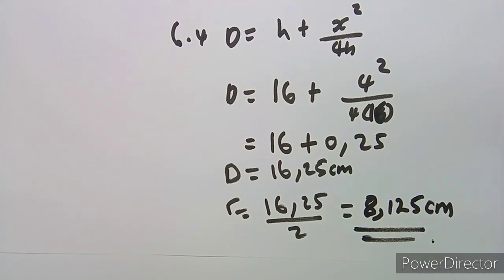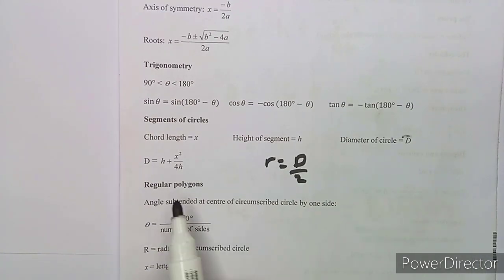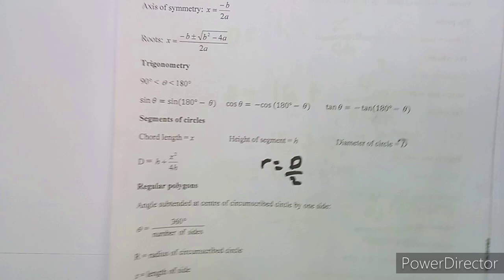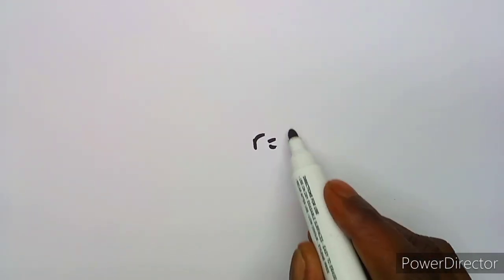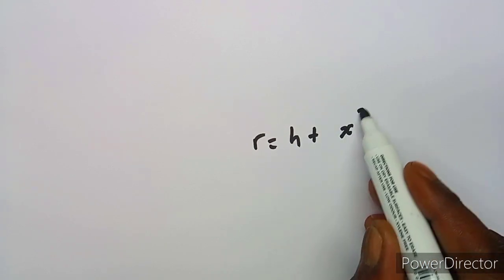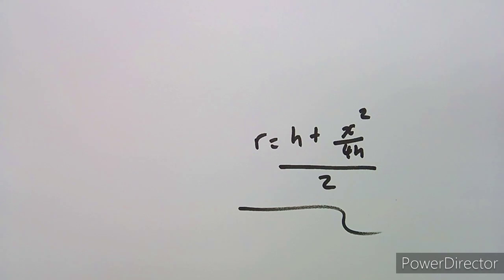So take note, the question needed us to calculate the radius, but from the formula there is no formula for radius, it's for diameter. So maybe you could have just written everything over 2 on this formula. You just say radius is equal to h plus x squared over 4h, everything over 2. Yeah, maybe that way it was going to make sense. So as you can see, maths, guys, it's a matter of playing around with the formula that you are given in the exam and so forth.